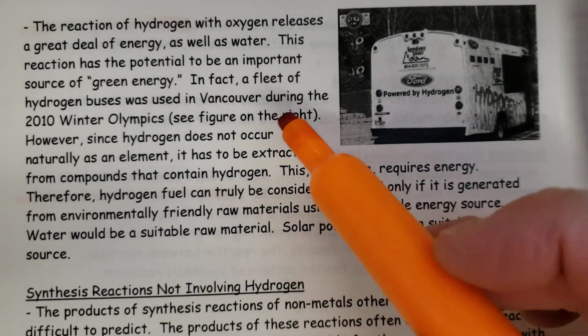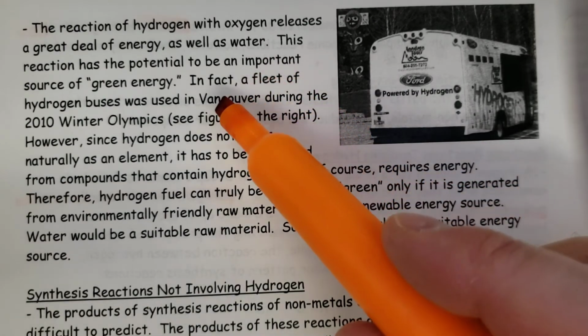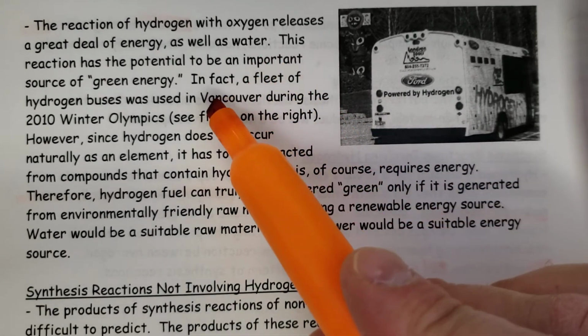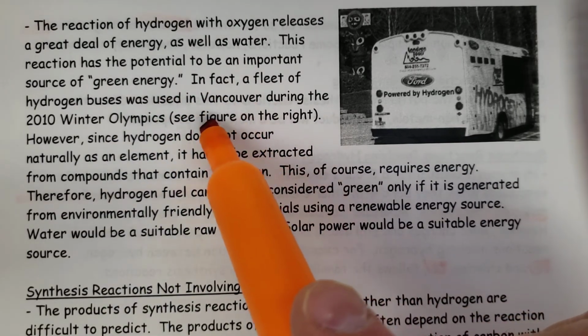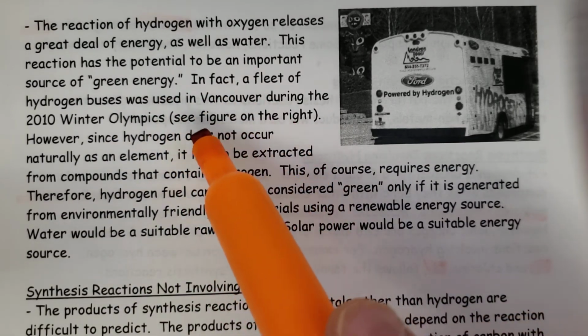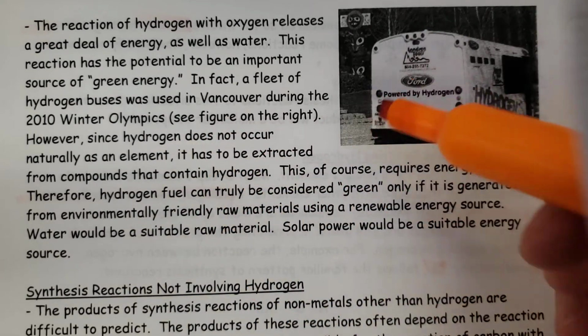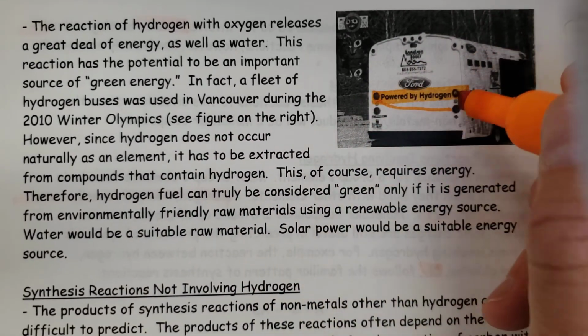The reaction of hydrogen with oxygen releases a great deal of energy as well as water. This reaction has the potential to be an important source of green energy. In fact, a fleet of hydrogen buses was used in Vancouver during the 2010 Winter Olympics. So right there you can see, powered by hydrogen.